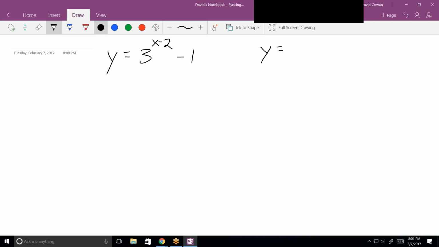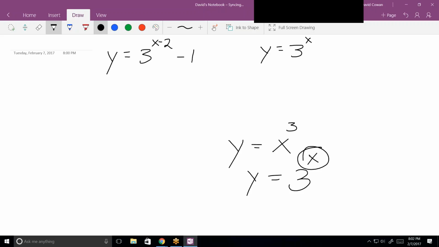Would it be y to the third, or y equals 3 to the x? In other words, the parent function needs to be an exponential function also. Notice exponential functions are not algebraic functions. There's a big difference between y equals x cubed and y equals 3 to the x. The variable is in the exponent in the second one. That's what makes it an exponential function and not an algebraic one.